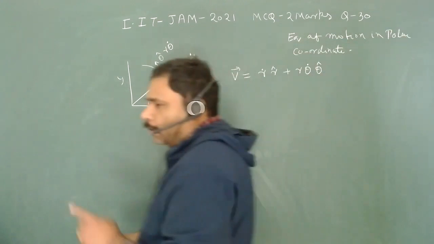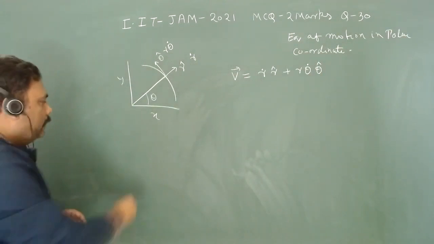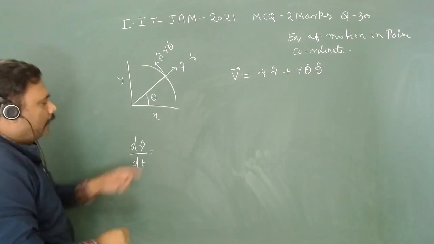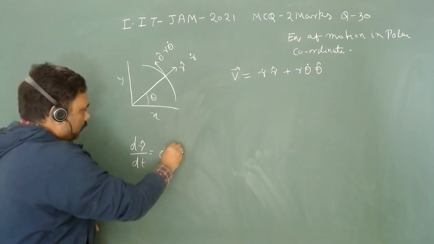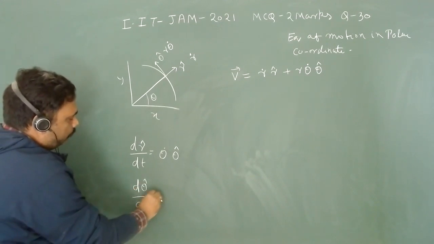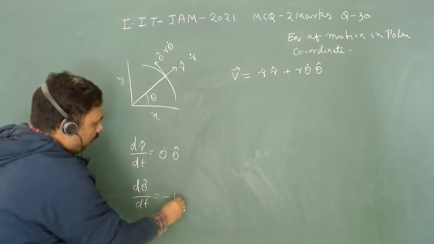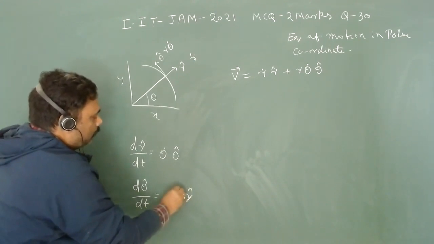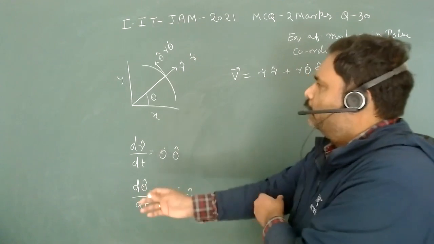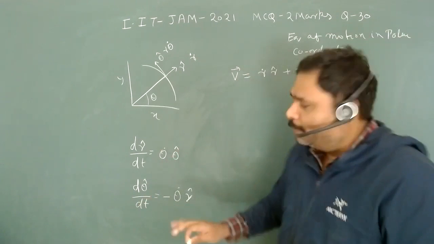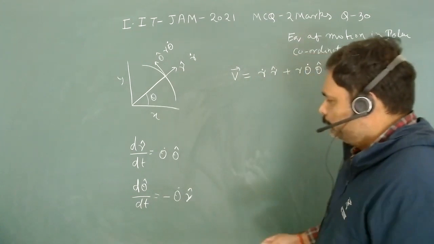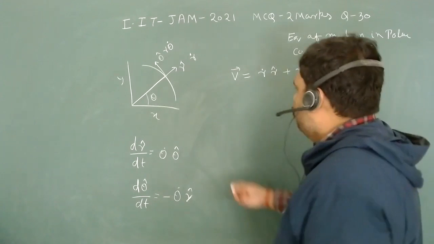And we should also know the fact that if we calculate dr cap upon dt, then this value is equal to theta dot theta cap, and if we calculate d theta cap upon dt, then this value is minus theta dot r cap. So these two things we have to remember, and you can also derive them, but for the examination at least you should remember this basic concept. And once we have this, let's go for the value of acceleration.